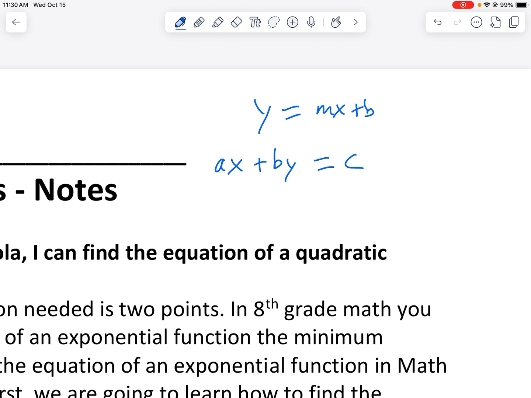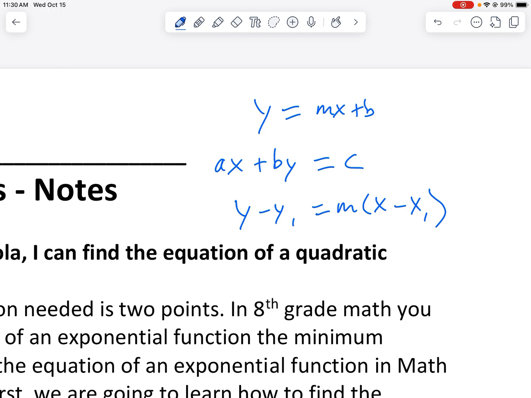We would call this a quote-unquote standard form. It's just something x plus something y equals another number. That's not all of them. There's also point slope form, which is this guy, which you might have seen last year. But these are all different ways to write the equation of a line.